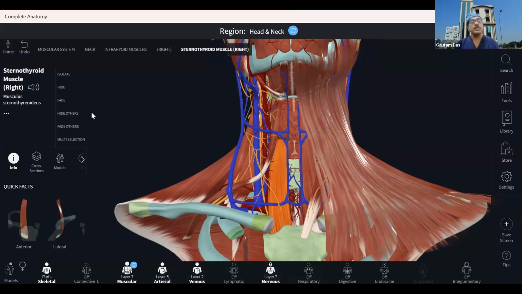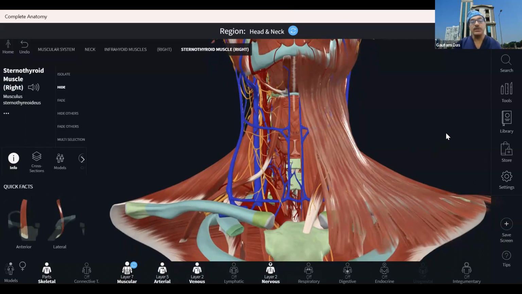So if I remove the sternothyroid, one of the muscles that comes below is your longus colli muscle. The longus colli muscle is very important because above the longus colli, we give the stellate ganglion block when we are doing it under ultrasound guidance. If we are holding the probe at the level of C6, at this level we will be able to see the thick anterior tubercle.